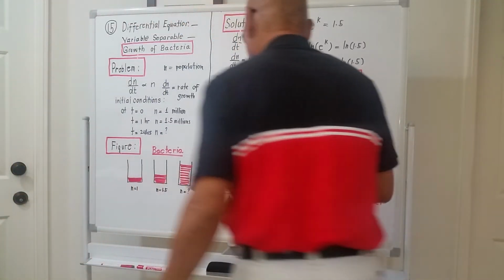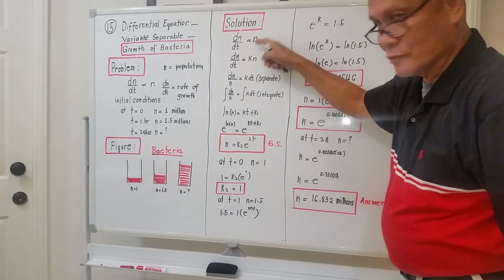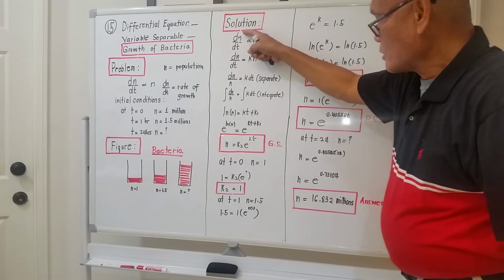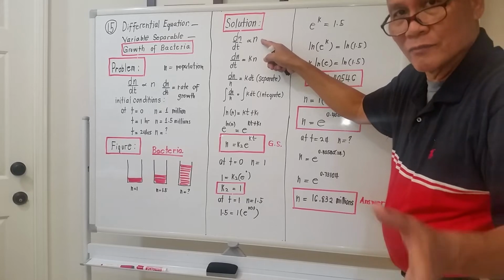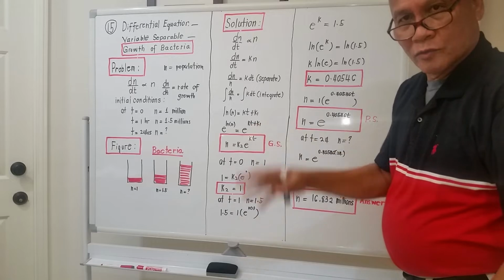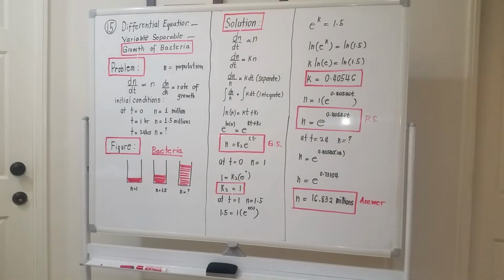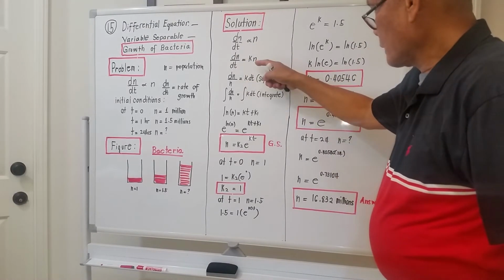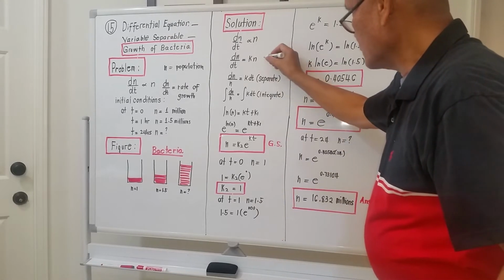The given condition is that dn over dt, the differential n over differential time, is proportional to n. That's given in the problem. The rate of increase of the population with respect to time is proportional to the population at any given moment in time. So actually, we could bring out the required differential equation from this condition. dn over dt is equal to kn. This is the differential equation.